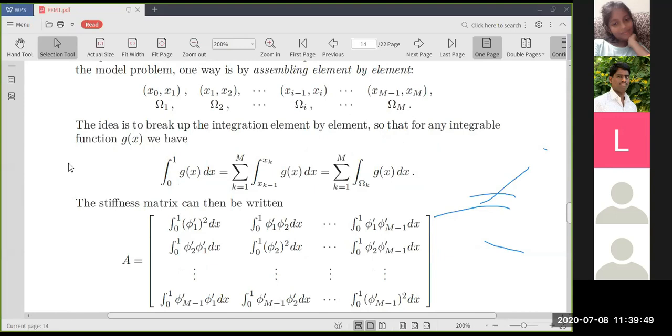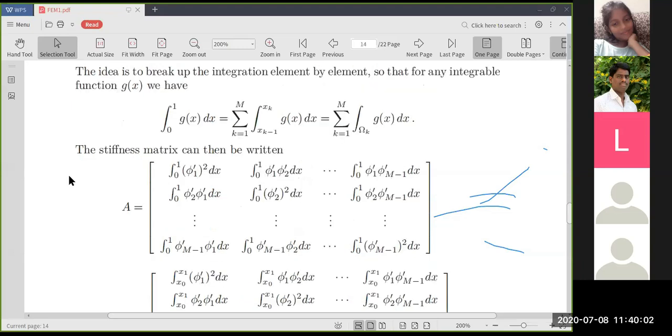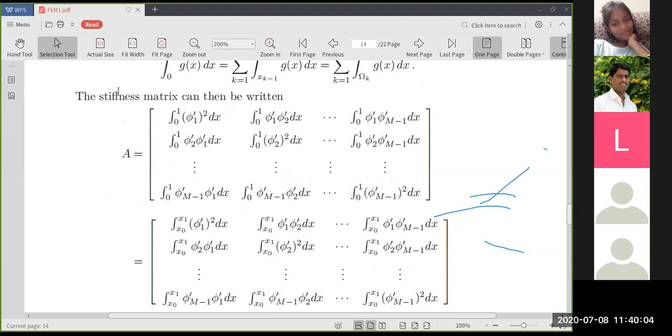So if you see the matrix, what was the final matrix we had? The final matrix we had is the integral of phi i dash into phi j dash. That is the stiffness matrix. We call that matrix the stiffness matrix.